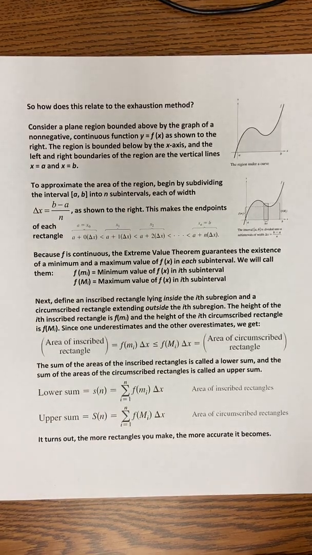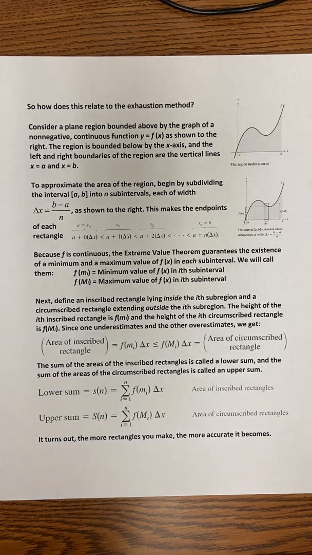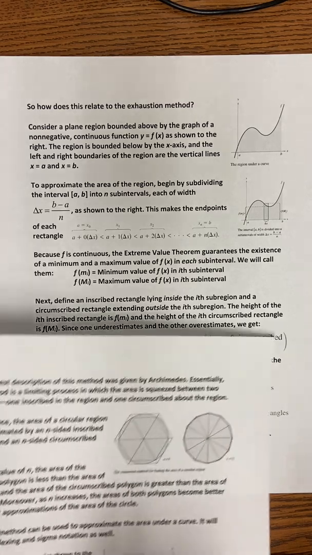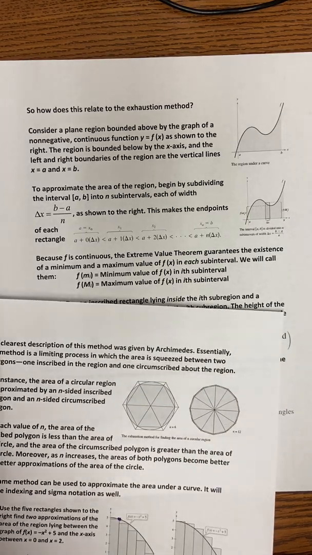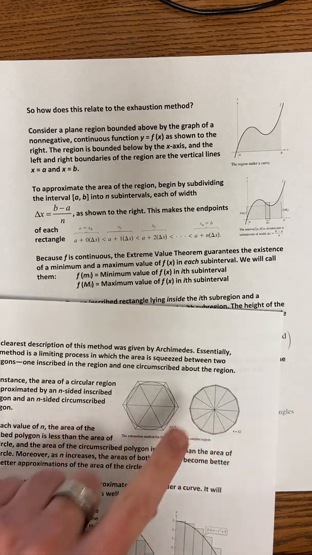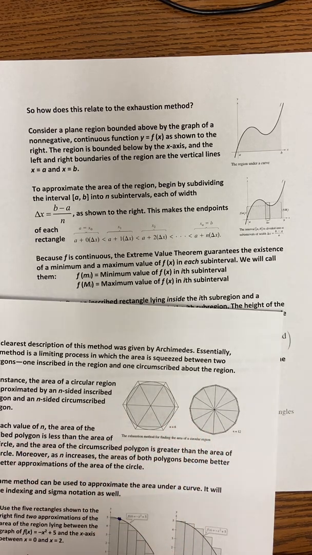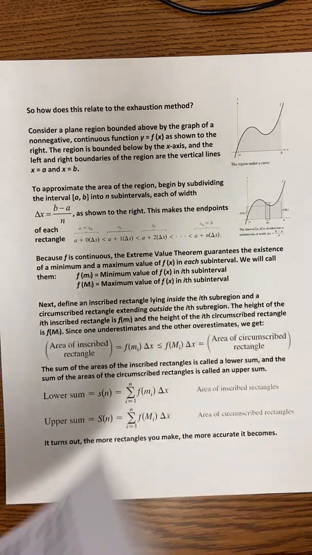Hello everyone, let's pick up in 4.2 where we left off. We had just talked about lower and upper sums based on using rectangles, and it kind of relates to the Archimedes principle called the exhaustion method, which is where they were using shapes to approximate the area of a circle. Their version of the exhaustion method basically said this: as I add more and more sides to the shapes, I got a more and more accurate depiction of the area.